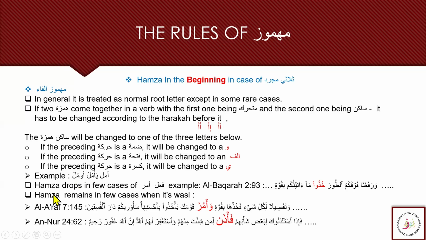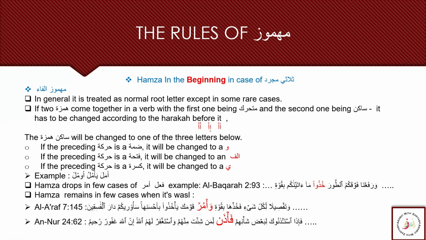Next thing that we need to remember is that Hamza drops in a few cases of fi'l amr, like in the example of Surah Al-Baqarah, ayah number 93, وَرَفَعْنَا فَوْقَكُمُ الطُّورَ خُذُوا. Khudhu, khudh, khudhu. Here you can see the Hamza is dropped.